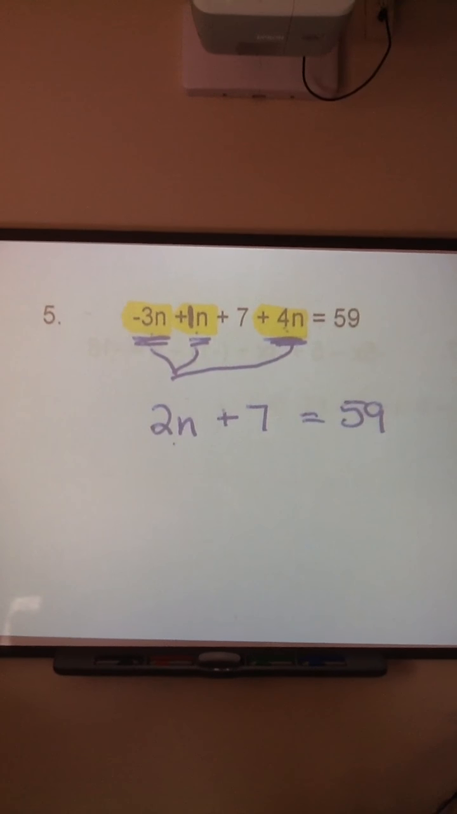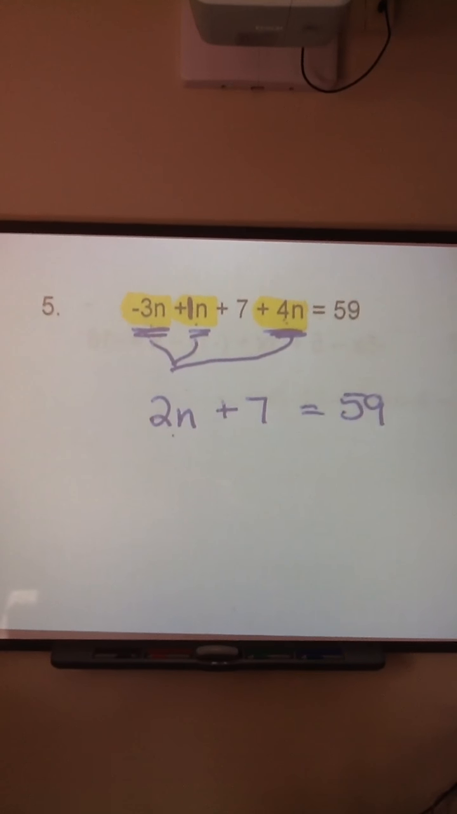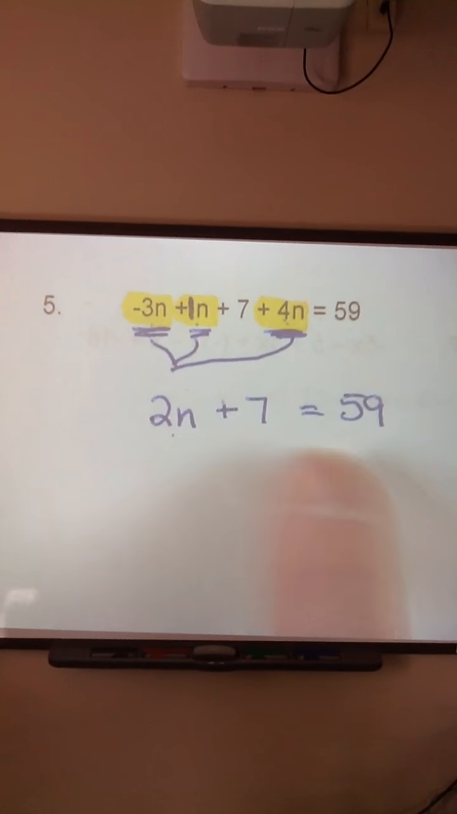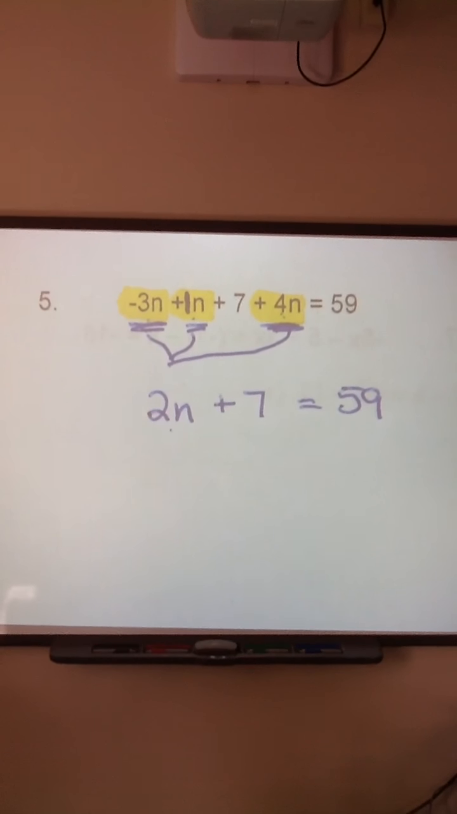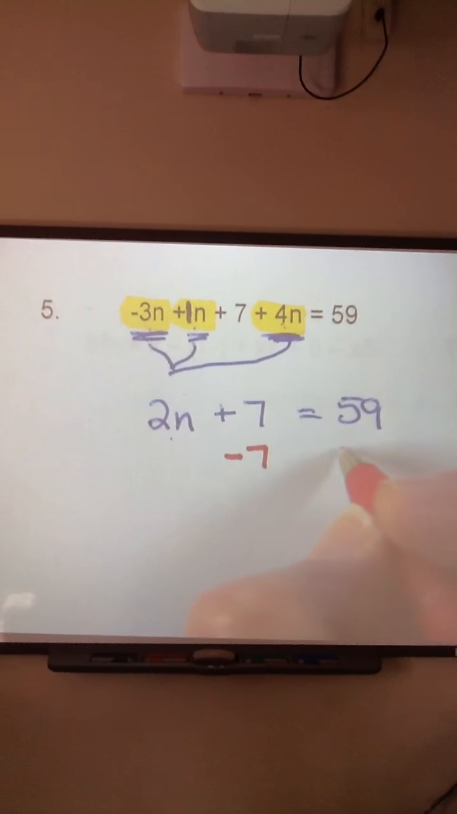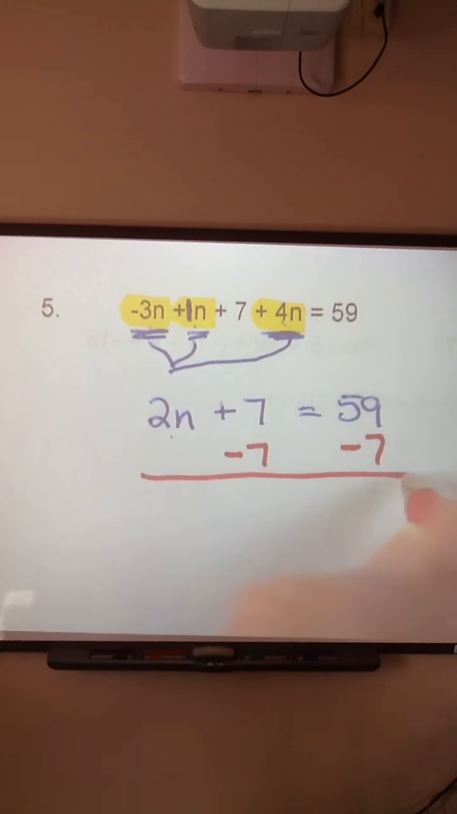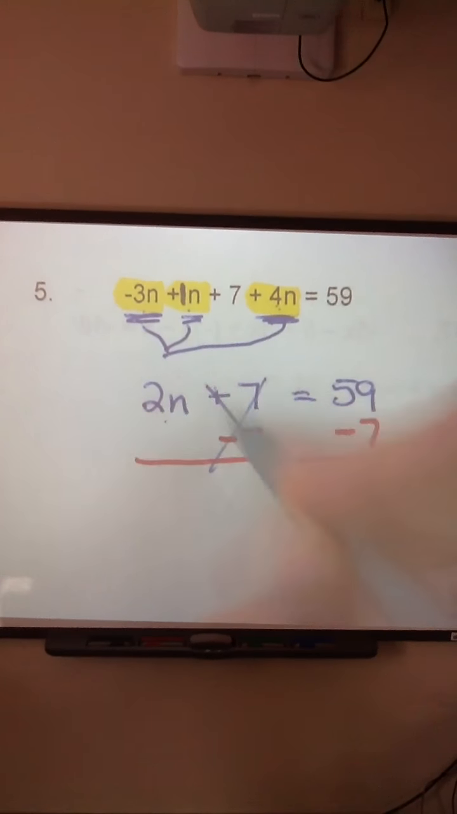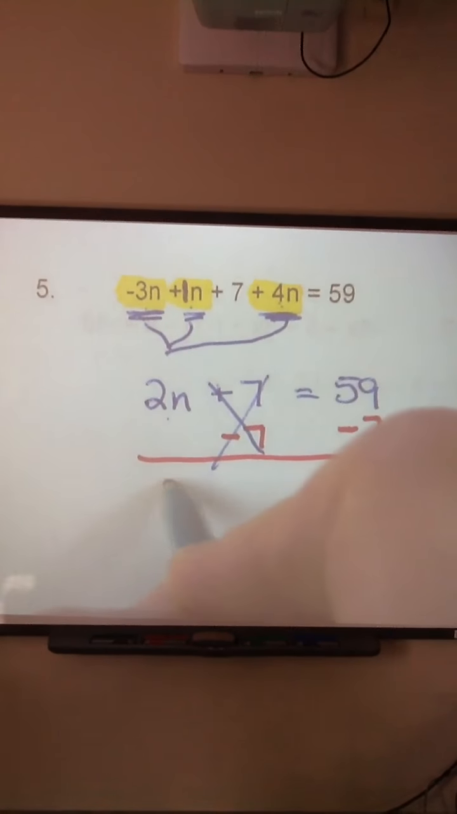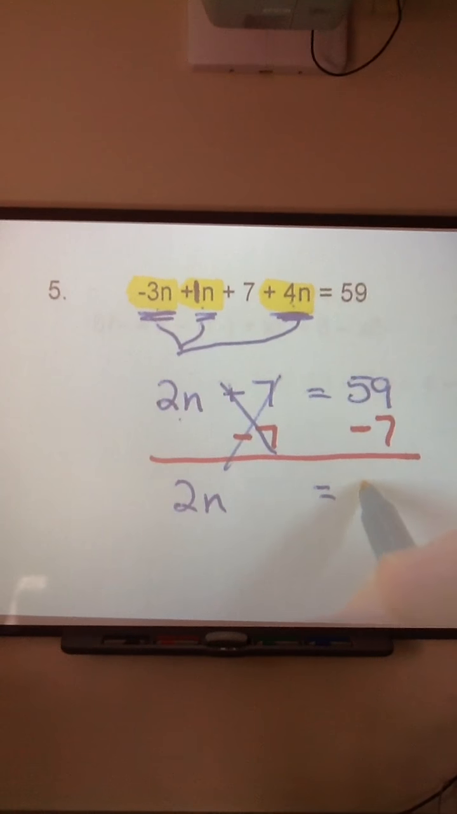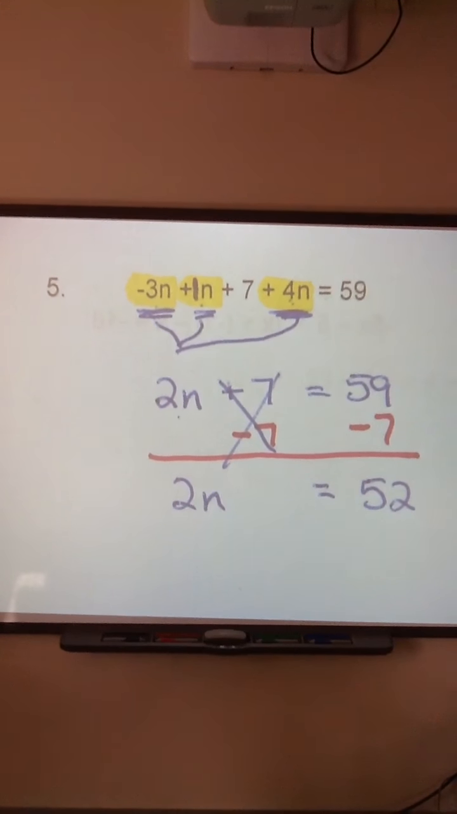Now again, we have a two-step equation. You'll notice that in all of these equations, when you are combining like terms, when you simplify them, they all simplify back to a two-step equation. So the opposite of a plus 7 would be a minus 7. Make sure you put a minus 7 on each side of the equation. The plus 7 and the minus 7 are opposites, so they eliminate each other, leaving us with 2n on the left. And then 59 minus 7 is 52 on the right.